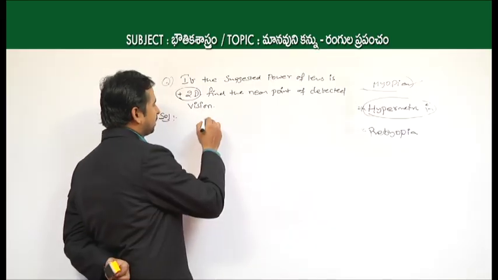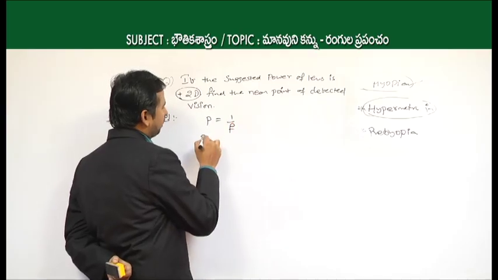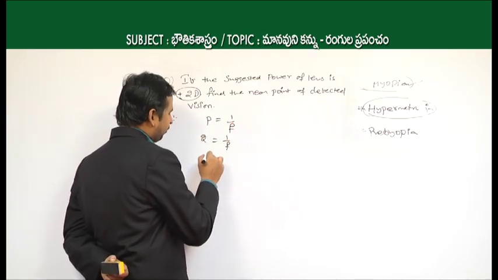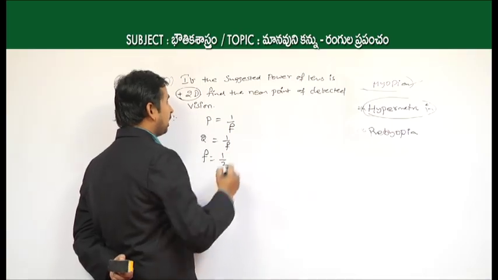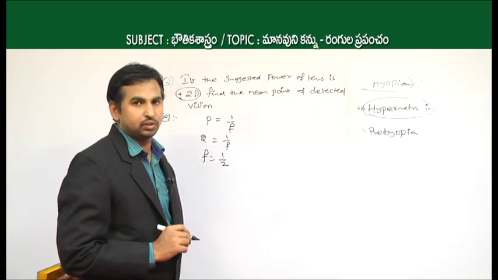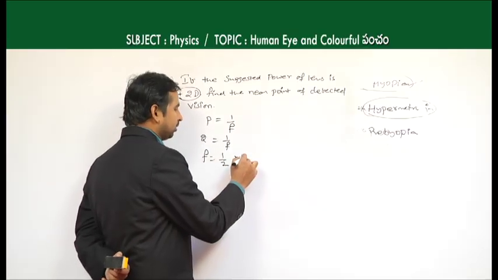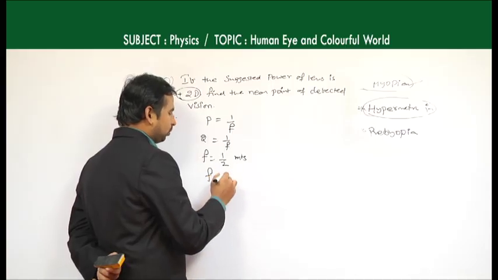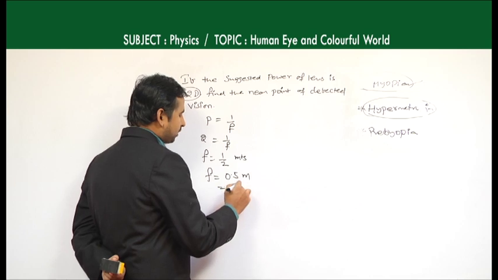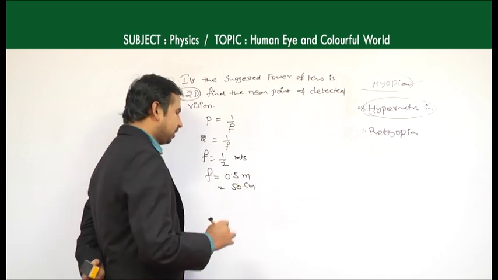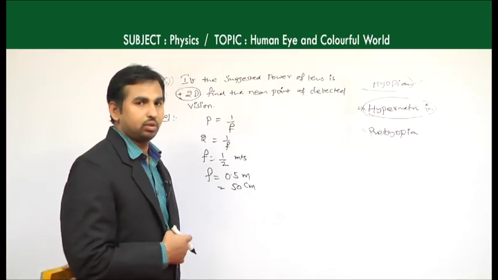So, we know that power P is equal to 1 by f, then 2D is equal to 1 by f, then f becomes 1 by 2. Whereas here we are taking diopters, a diopter is meter inverse. So, the focal length we are getting is in terms of meters. So, f is equal to 1 by 2 means 0.5 meters, or we can also write that as 50 centimeters. So, the focal length we are getting here is 50 centimeters.